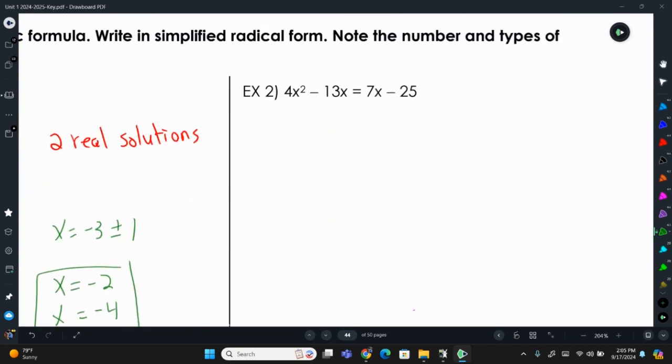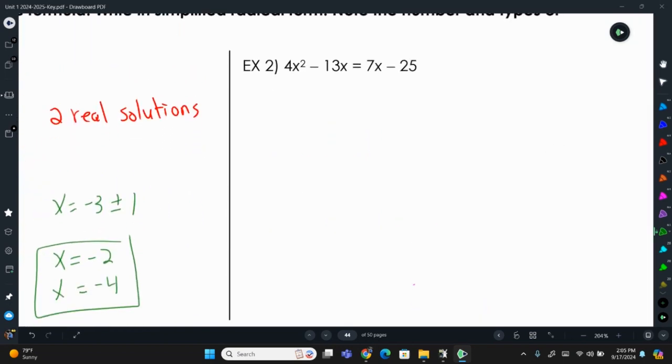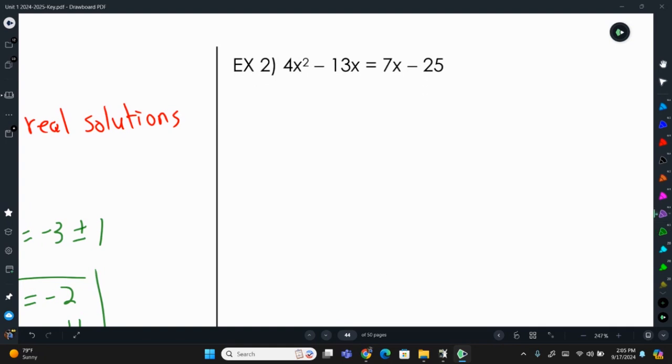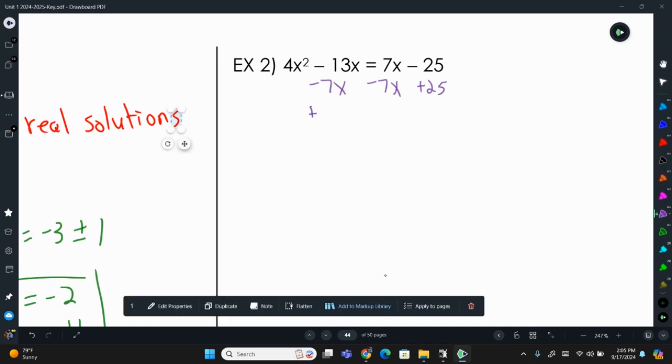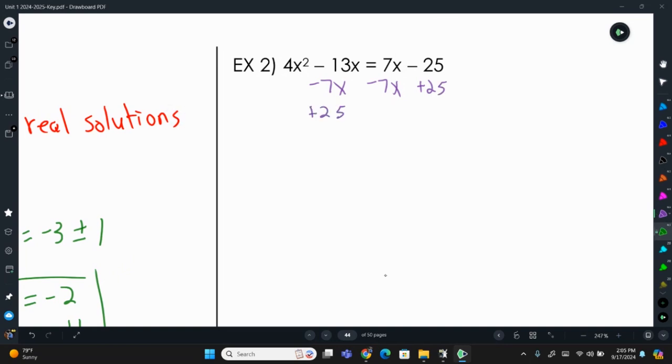All right, let's look at the next one. Again, this doesn't equal 0 just yet. So we're going to subtract 7x from both sides and add 25 to both sides. This will give me 4x squared minus 20x plus 25 equals 0. All right, we can't divide everything because 4 is not divisible by 5, so we can't do that. So let's just go right to the quadratic formula.